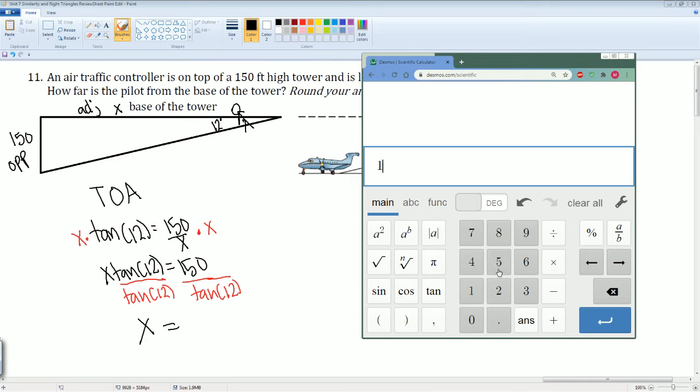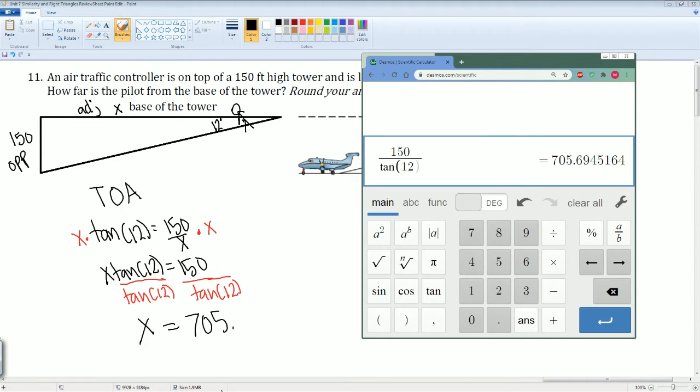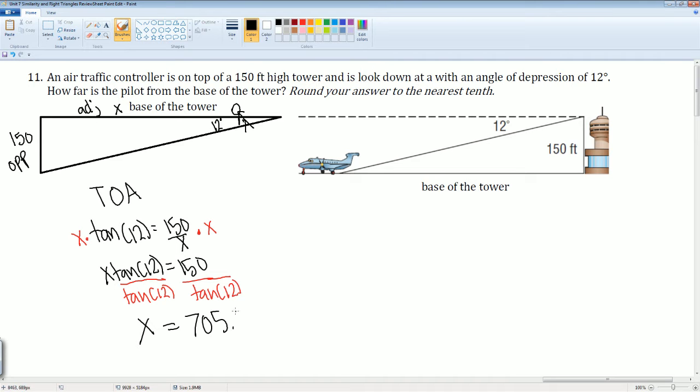So let's pull up decimals. I type in 150 divided by tan 12. I get 705.69. I can round that to 705.7. And here we use the units of feet, so I just want to make sure I write 705.7 feet. And the fact that we round, we use the approximate symbol. It's approximately 705.7.